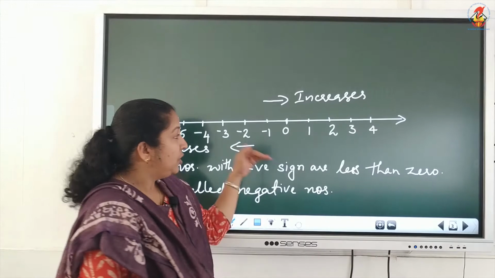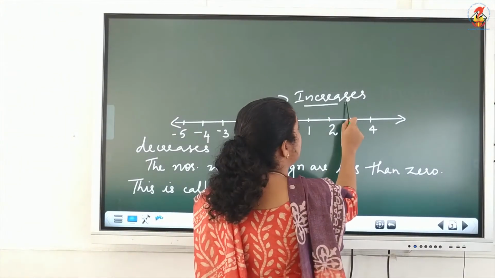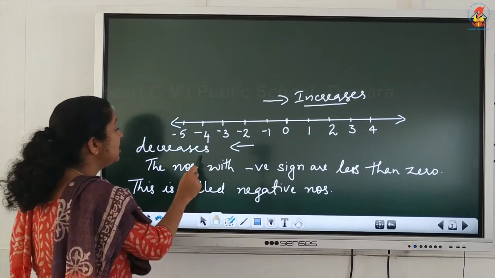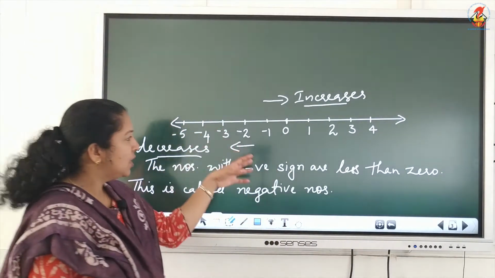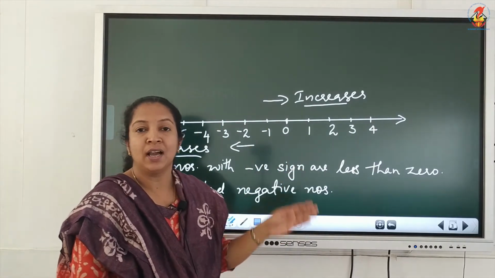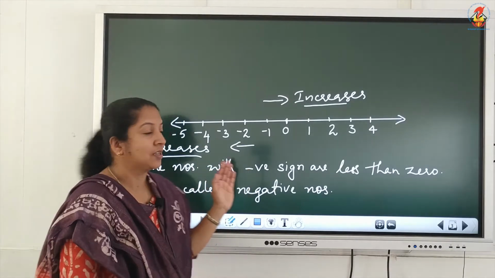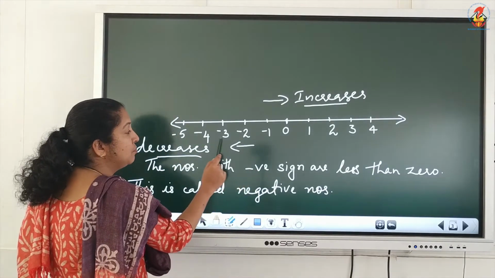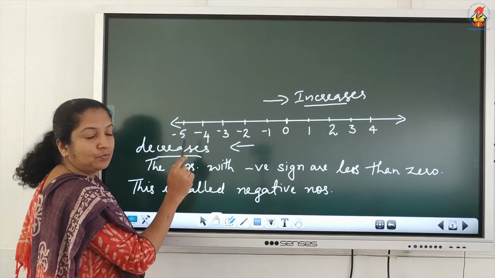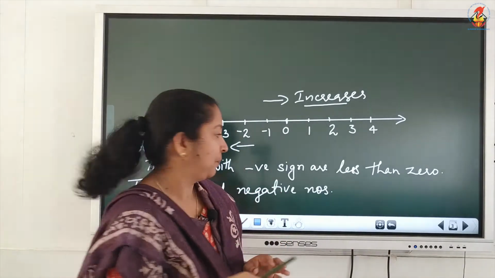On the real number line, towards the right it increases and towards the left it decreases. Here also, in the same way, towards the right of the number line it increases and towards the left it decreases. That means all these numbers are less than 0. Less than 0 should be indicated by a negative sign.